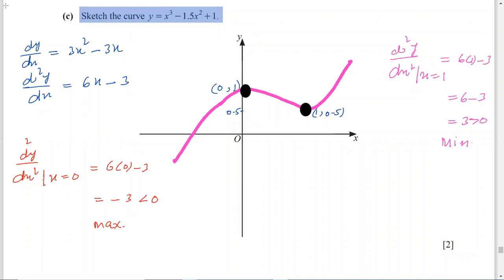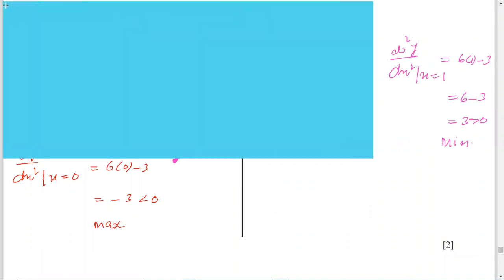Hopefully, you have understood this problem on differentiation, and that was a very important question.